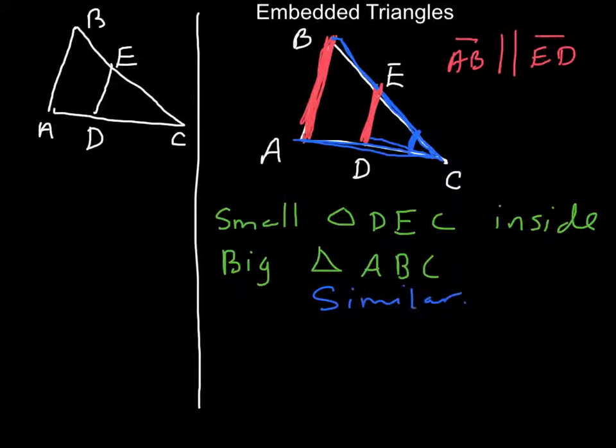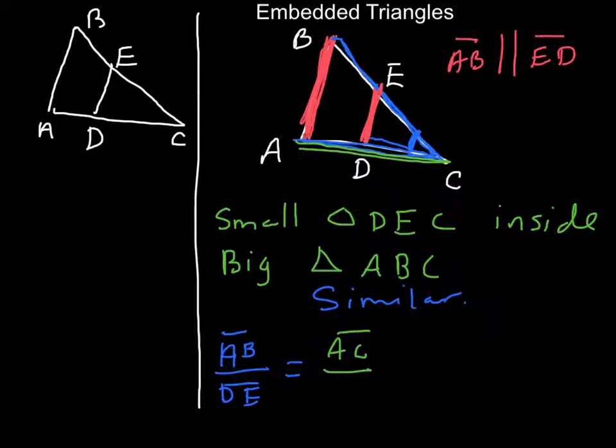Now, what that means is we can write a proportion. That proportion is side AB over side DE is equal to any of the other sides that are in relation. So you could do side AC over side DC.